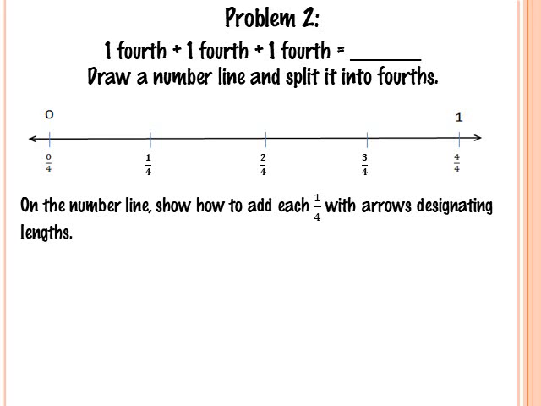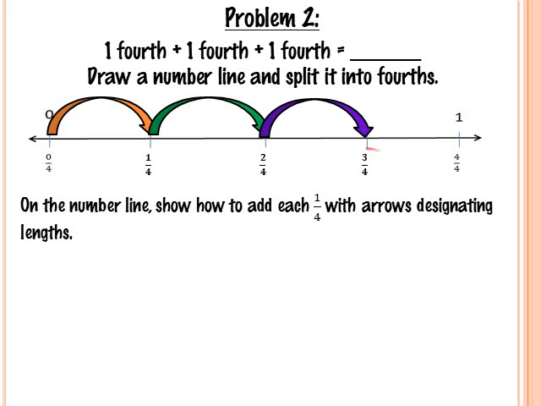On the number line, we're going to show how to add each of those 3/4 with arrows designating the lengths. You're going to start at 0, and you're going to hop over to the 1/4. That's one hop. Now you're going to do the next fourth. So you're going to start at the 1/4, and you're going to move to the 2/4. That's the second fourth being represented. To represent the third fourth, we're going to start at the 2/4 and end at the 3/4. So 1/4 plus 1/4 plus 1/4 equals 3/4.